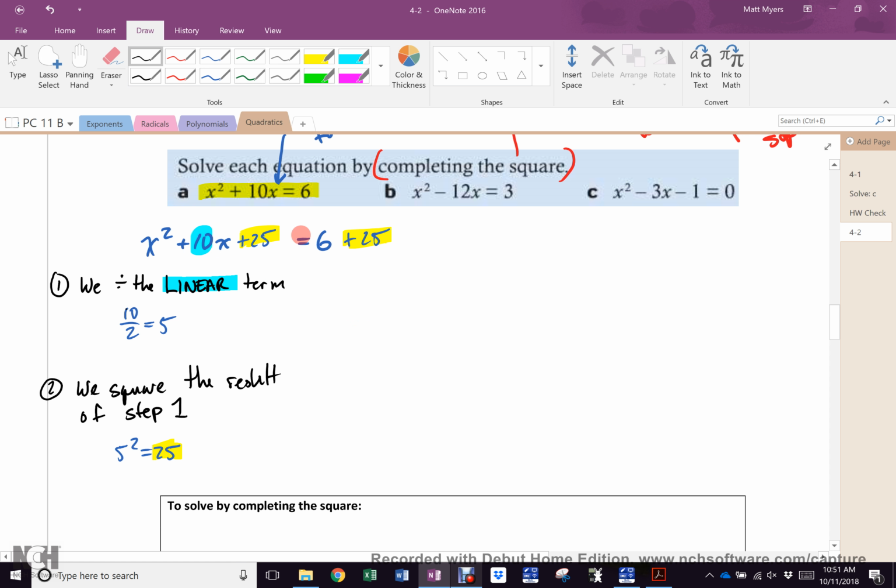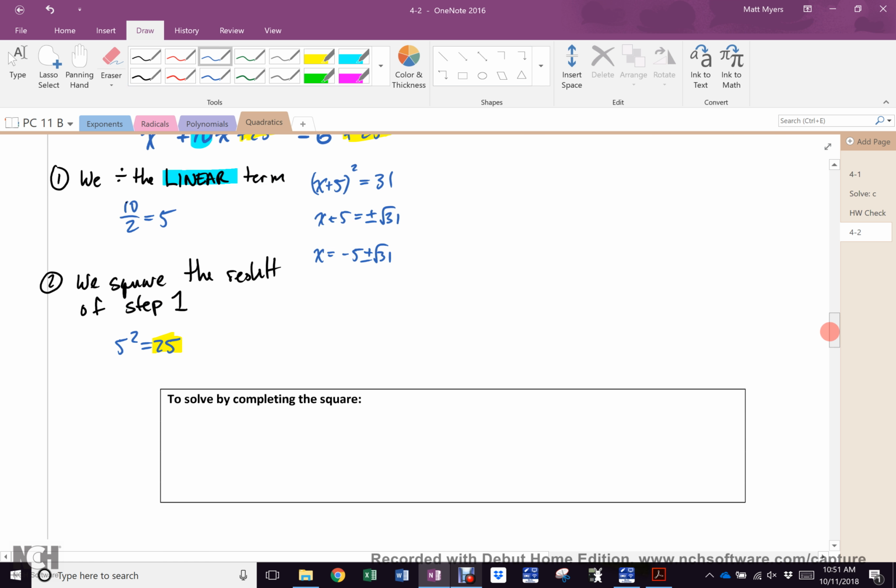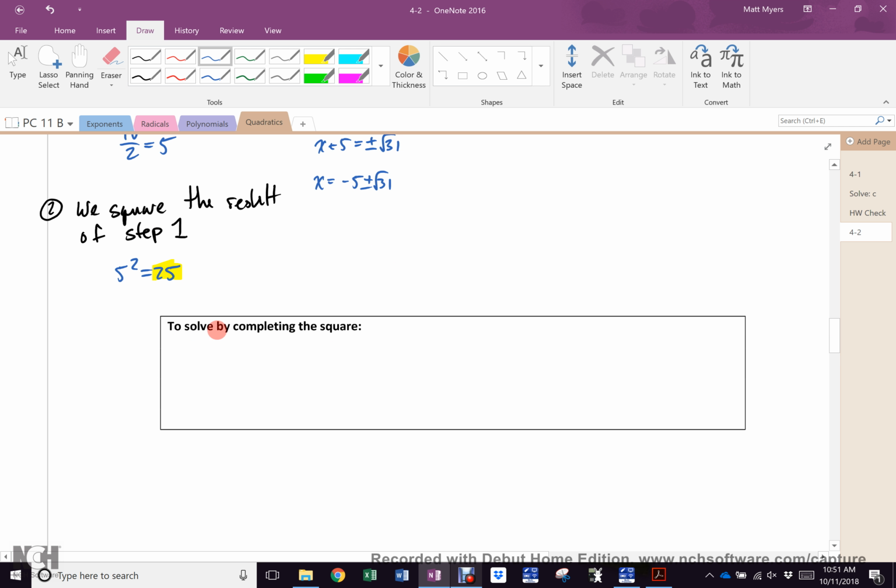So now we can do this in our head, yes? What is it? How do I factor that side? It is what? X plus 5 squared. X plus 5 squared equals what? 31. X plus 5 equals plus or minus root 31. X equals negative 5 plus or minus root 31. Is everybody cool? All right, now, down here, let's fill this in.